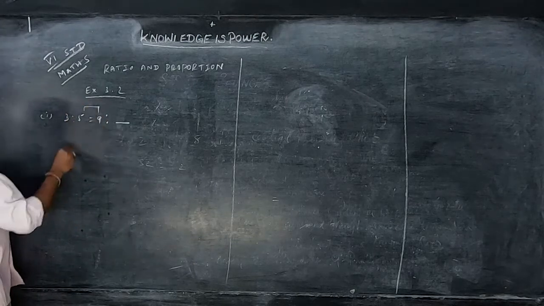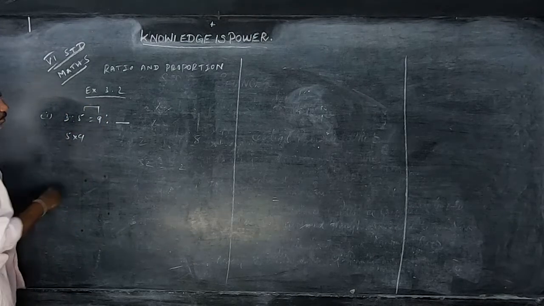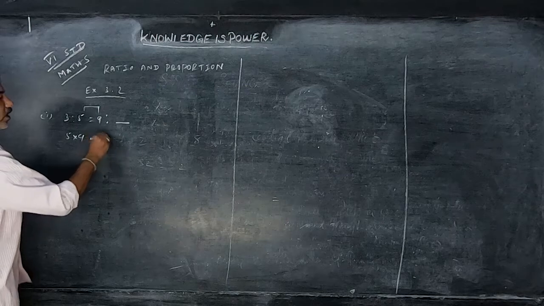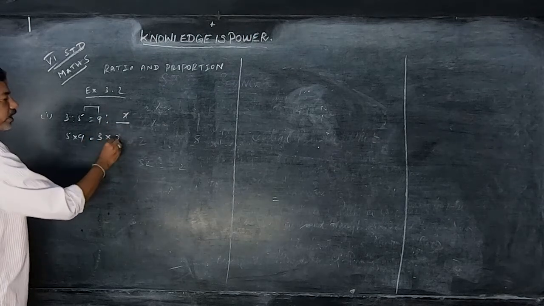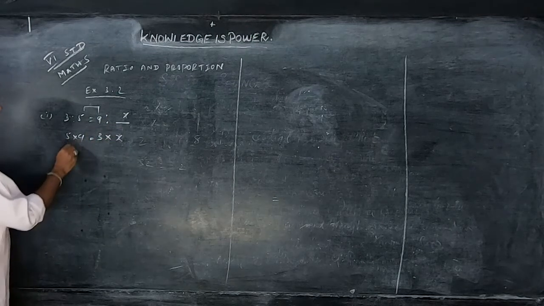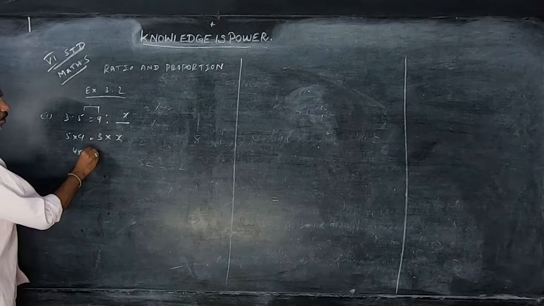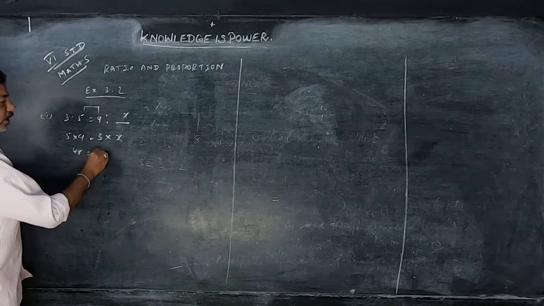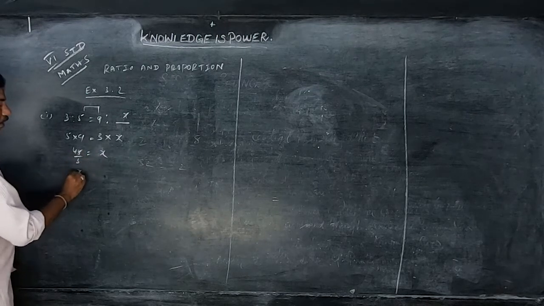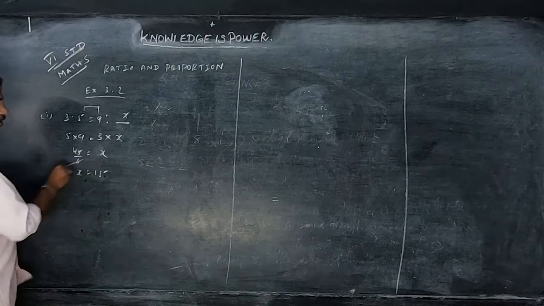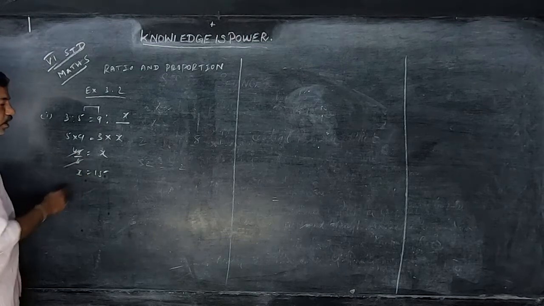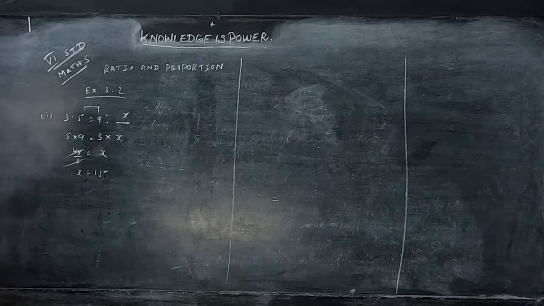5 9s are, 5 into 9 equal to 3 into x. x எடுத்துக்கோ. 5 9s are 45. 3 இங்கே x எடுத்துக்கோ, divided by 3. So therefore x equal to 15. Cancel off. 3 15s are 45. Can you able to understand that?